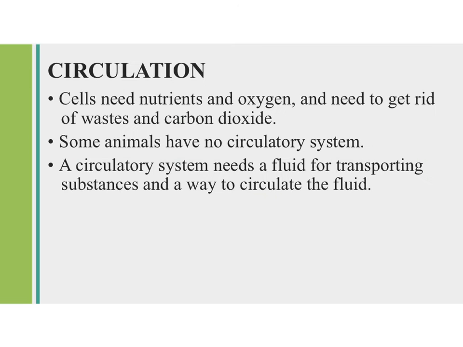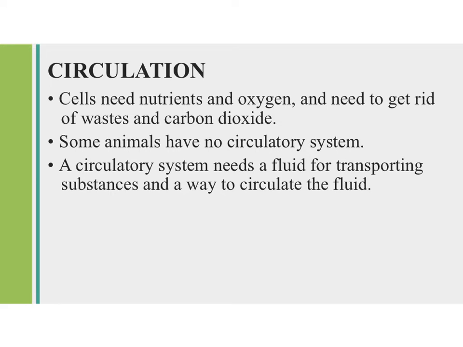Moving on here. So then circulation. Let's talk about circulation. Well, there are some things needed. Cells need nutrients and oxygen. If they don't have nutrients and oxygen, then they're in some trouble. They need nutrients and oxygen in order to get rid of waste and carbon dioxide. Could we just put that they need nutrients and oxygen in order to get rid of waste? Okay, that's fine. Some animals have no circulatory system.